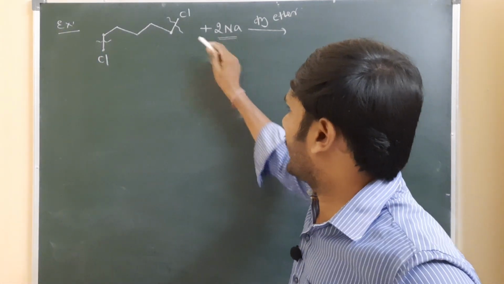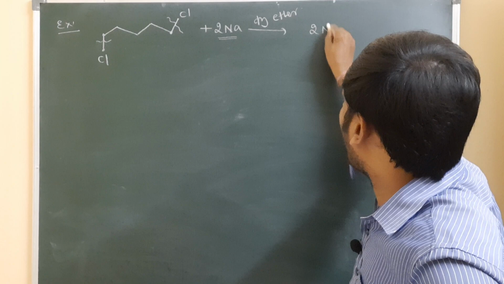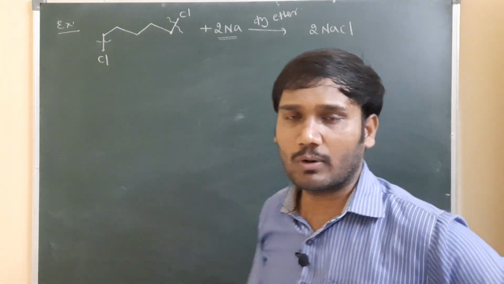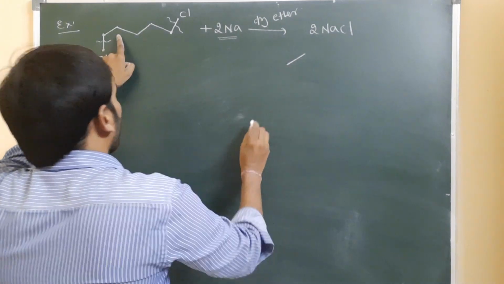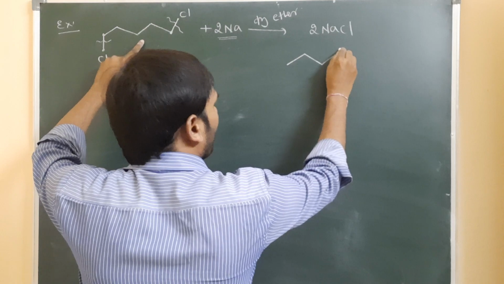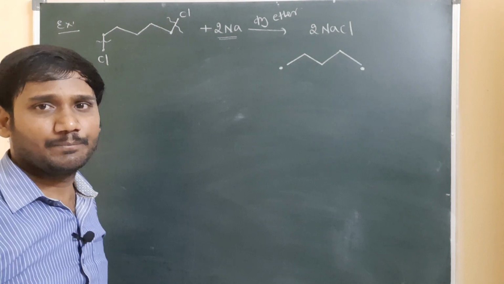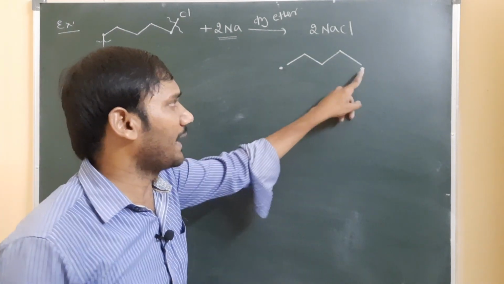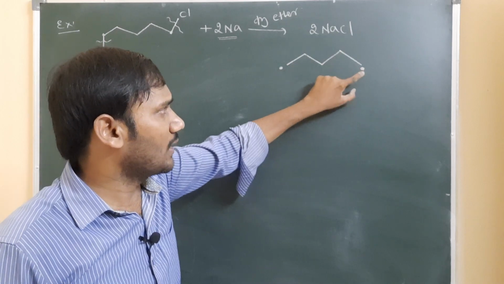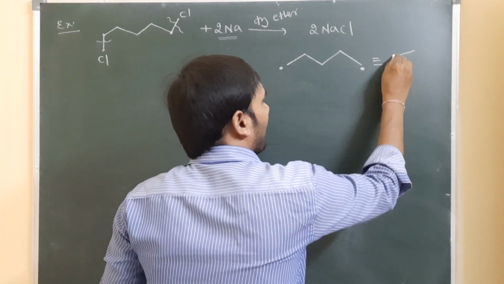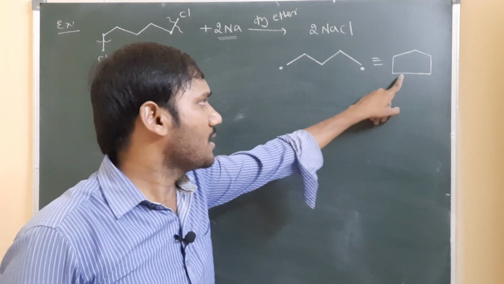Now 2 atoms of sodium react with 2 atoms of chlorine and are converted to 2 molecules of sodium chloride. Then what is the remaining product? Let us see here. This is the product: first carbon, second carbon, third carbon and fourth carbon. Here one free radical is present and here one free radical is present. Between these two we can write one bond. Then first carbon, second carbon, third carbon, fourth carbon, fifth carbon. So finally we can write the structure using the 5 carbons. In this way we can write it. So this is the product formation.